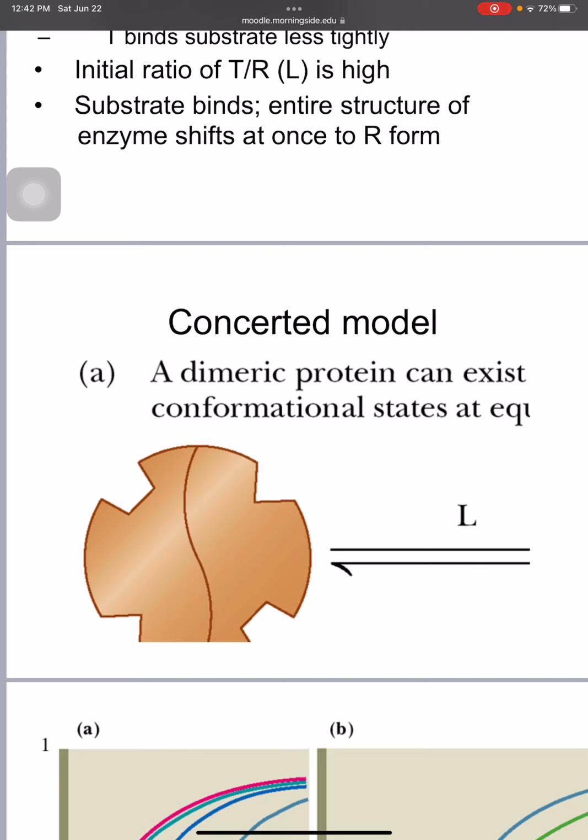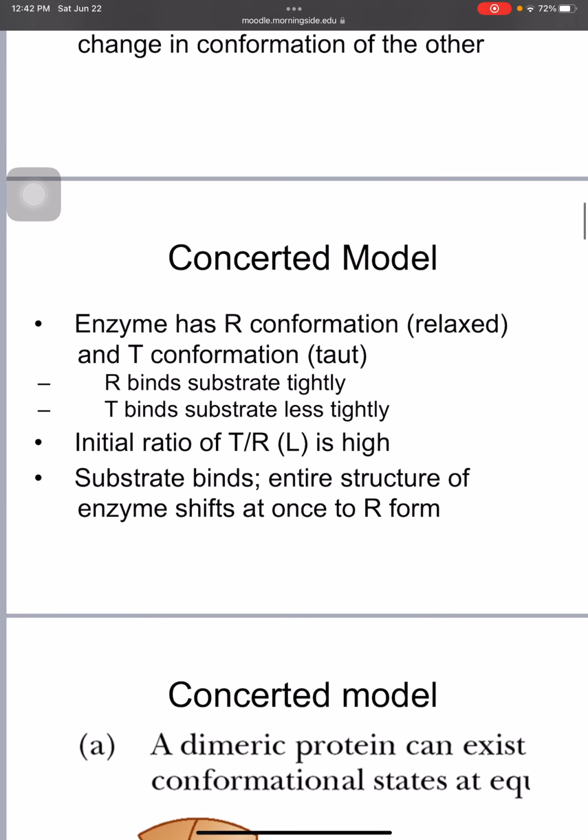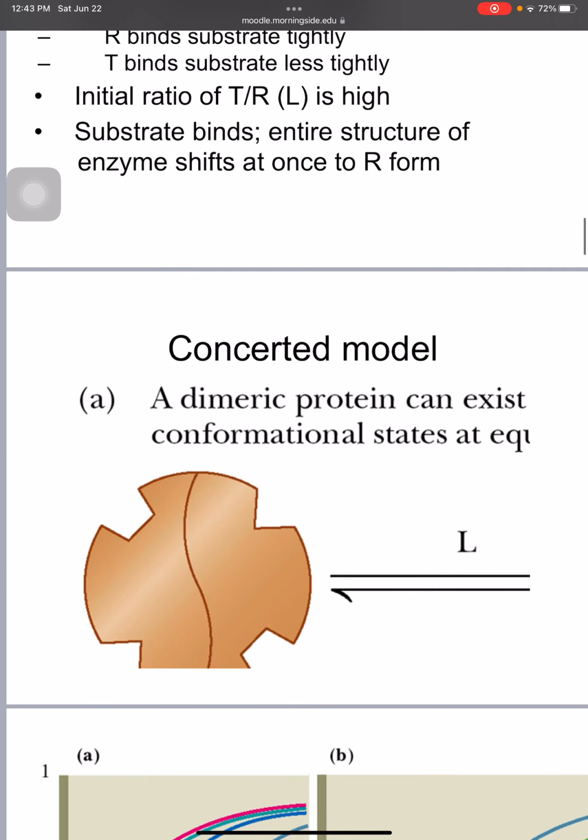The natural state of this is for the T version, the T conformation, to be higher than the R. So in a regular inactive state, you're going to have more T conformation than R in this equilibrium. In fact, you can define T and R as a ratio. The ratio of T conformation to R conformation is referred to as L. So initially, your L is high. Now, let's say a substrate comes along.